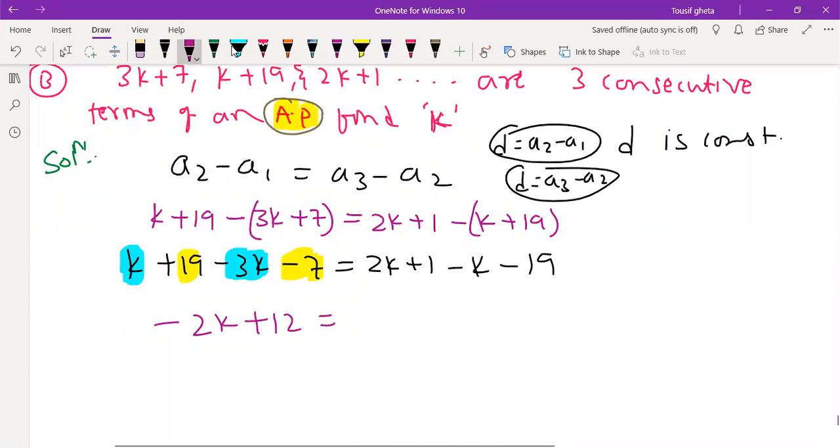Yes, Kiran, right. Next, this is 2k and minus k. 2k minus k will get how much? 2k minus k will get k. And this is 1 and minus 19 will get minus 18. Okay. Now I will take this 2k here and this 18 here.